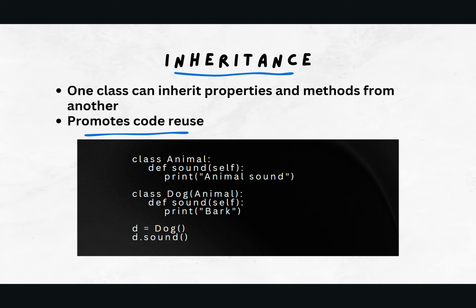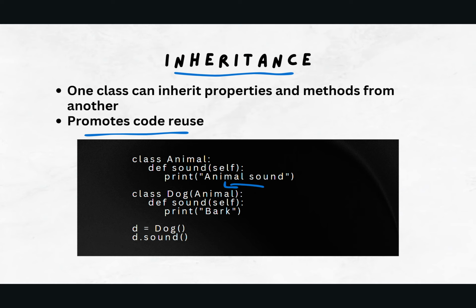So we have a class called animal and here we have a function called sound which will print animal sound. Then we have a class called dog. So this dog is a child class which is inheriting the parent class which is animal. So class dog and then in the bracket we will write animal, which means that it is inheriting from it, and dog is the child class, animal is the parent class.